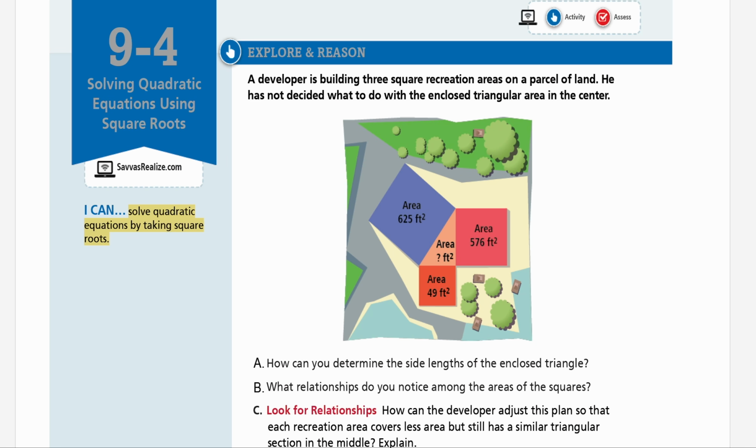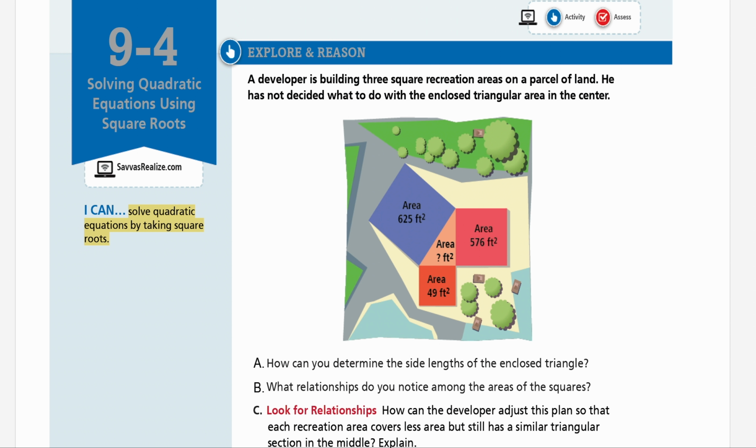Hi, welcome to Algebra 1, Lesson 9-4, solving quadratic equations using square roots. In this lesson, you'll be able to solve quadratic equations by taking square roots. Let's start with explore and reason.